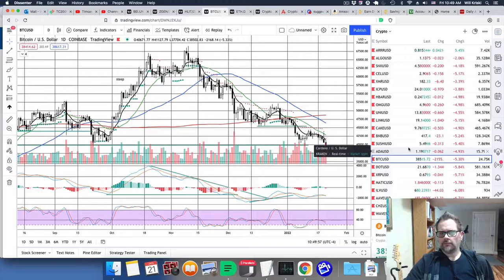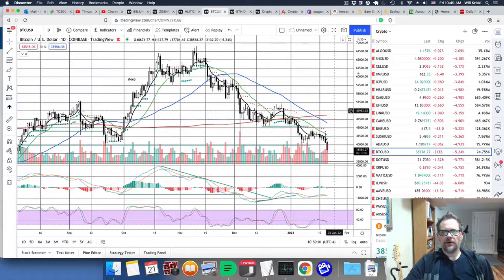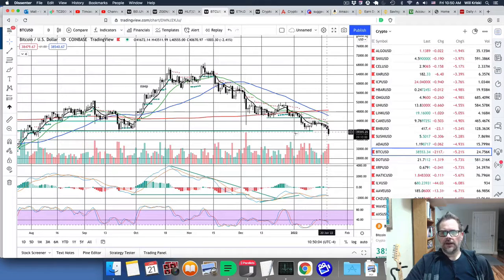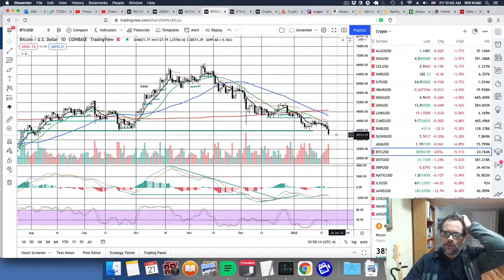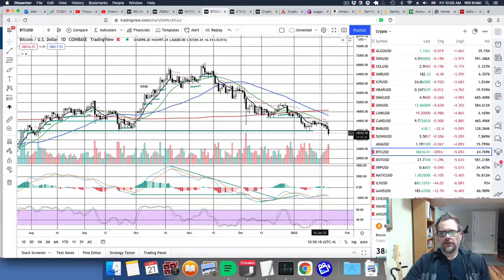Oh yeah, so other thing. Obviously, we've broken down the 200. The other thing that was happening was like a 40,000 sort of support. If we go back here, this was a support, and we've broken down below that now. So that's not a good sign. But at some point it will reverse.